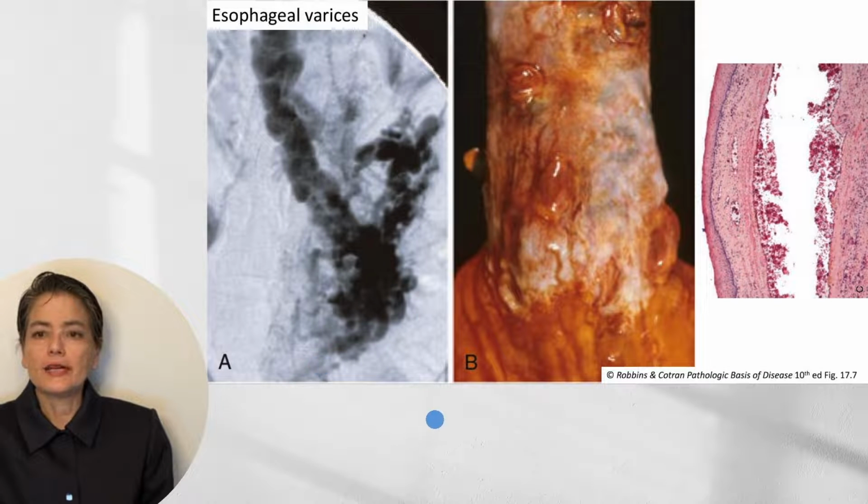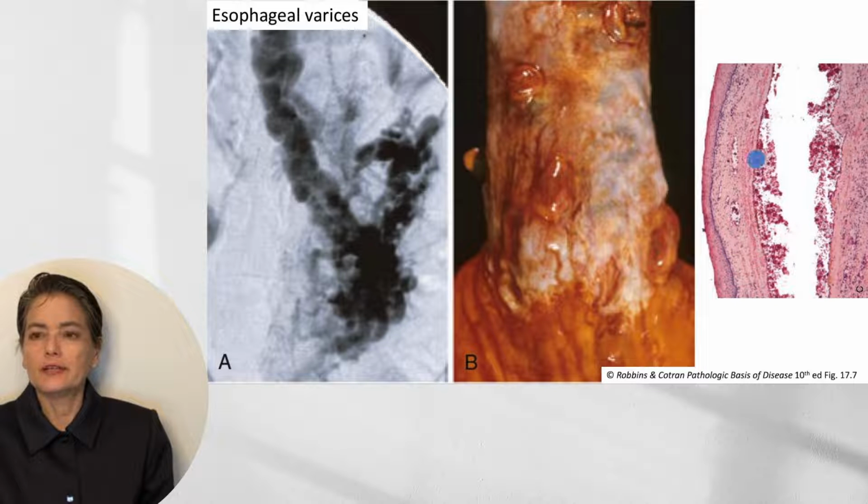So this is looking at esophageal varices. This is a contrast study. These are very rarely done nowadays, but you can see here how massively dilated the vessels are in the esophagus. Now this is from that same patient. There was ligation of these varices, and you can see here that this is where one of the varices is still bulging out into the lumen, very thin-walled, which you can appreciate here on histology.